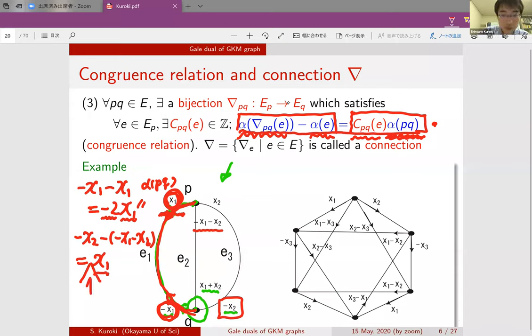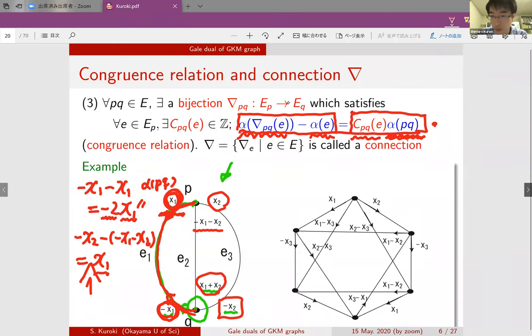And for the other cases, we can also check such things. And we can check these conditions for all edges. So we see that this graph with labels is a GKM graph. Okay, so this is the definition of the GKM graph. So do you have any questions so far?